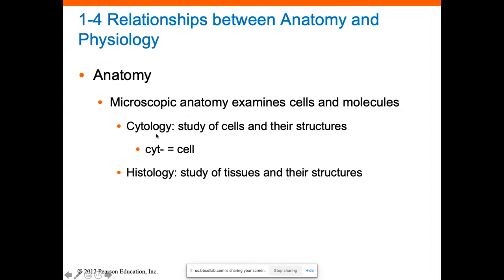Now, when a bunch of cells come together, they make tissues. And when we study tissues, we call that histology. There are 4 basic types of tissues. We'll be talking about tissues a little bit more in another lecture, but I'll lay down some foundational work now, so at least you've heard the terms once before.